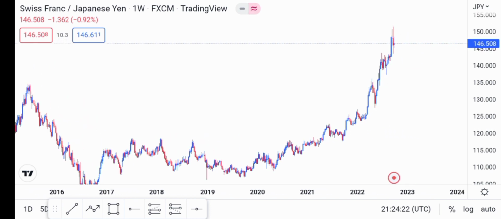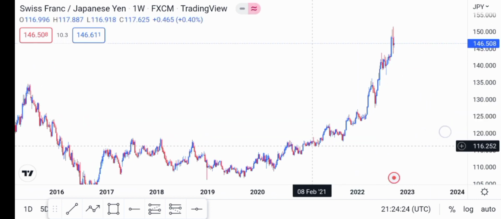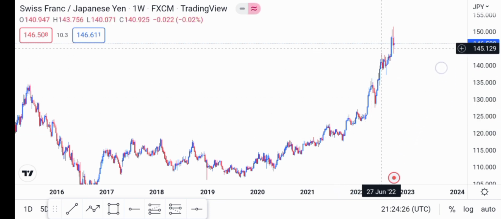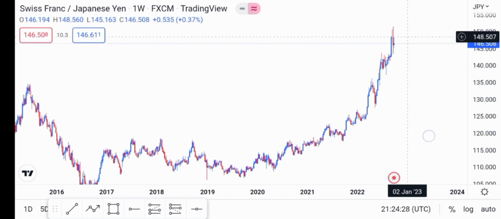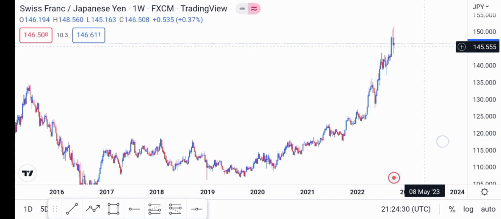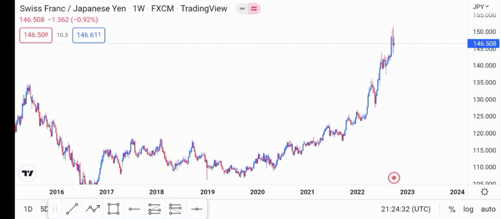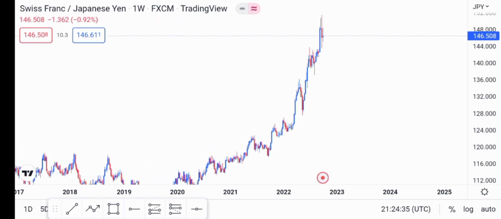Okay, so as you can see from this point right over here, we've been pushing to the upper side and we reached this level right over here, and now it seems like we're pushing to the lower side. Or is this a retest or not? So I'm gonna focus around this area here.